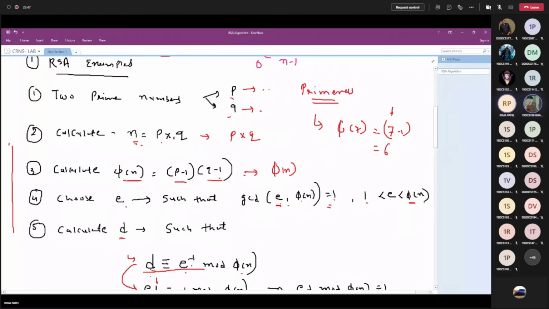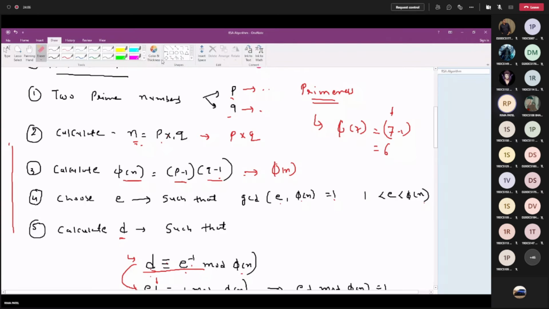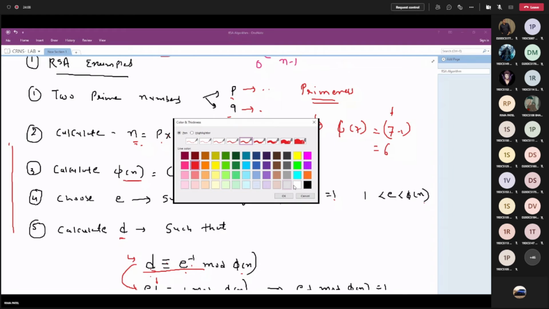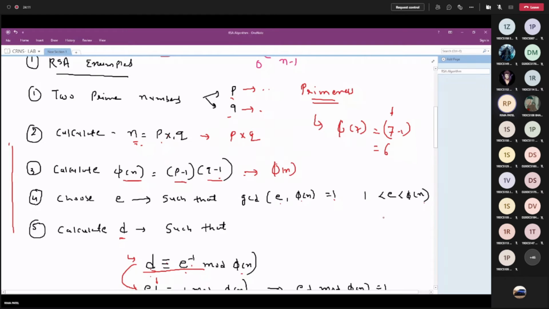The next step is to choose E. E and n together will make the public key. So this is all we are doing for key generation. We haven't started encryption and decryption yet. I have chosen the prime numbers, calculated n, and calculated phi of n.